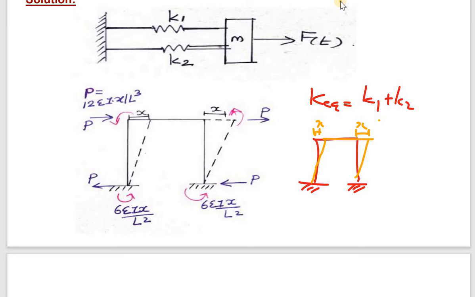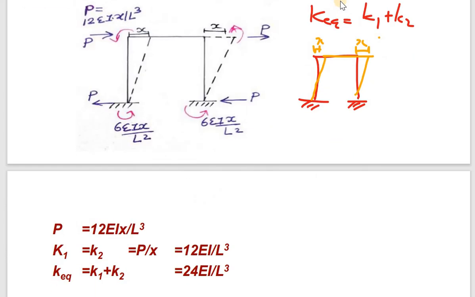Due to this displacement, a force, a moment, will be developed. This is a free hinge end, this is a fixed end, this is a free end. Due to this displacement, a force will be generated, and that force will be acting as a couple. That will be equal to 12 EI x by L cube.